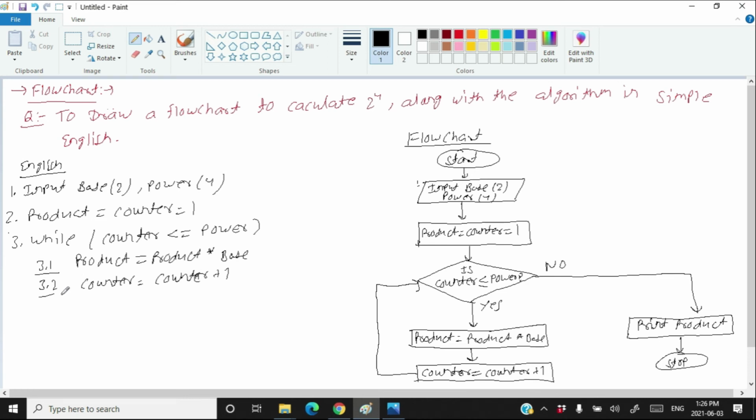Let's go to step number 4. At step number 4, that means when the condition is not satisfied, only then you are moving to step number 4. Otherwise, you keep on looping in these two statements. So at step number 4, you print product and then stop. So this is the English-like algorithm for the same problem.